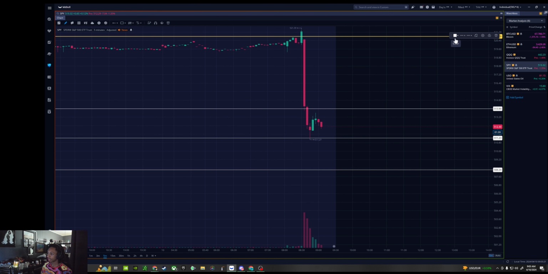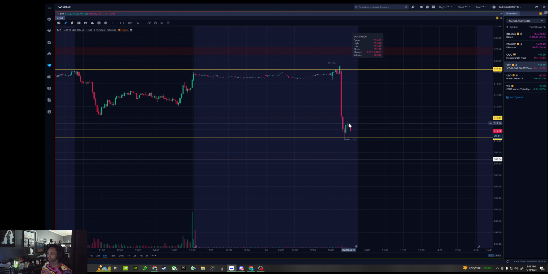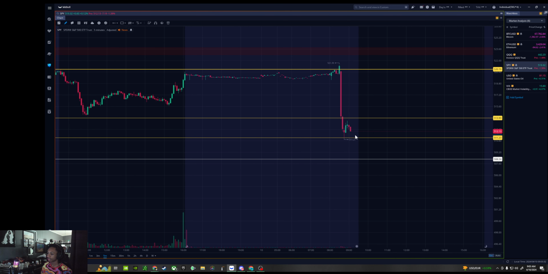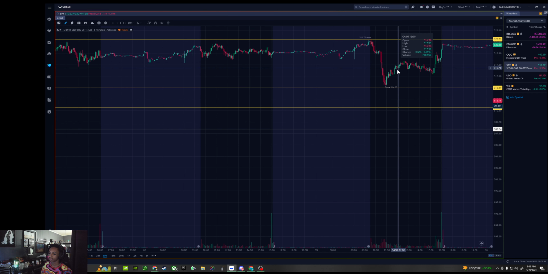So now I can mark this as a level that I'm looking to see the market interact with. I know 514 is a level the market's going to interact with, because it already did. We got the retest. We didn't touch it exactly, but 30-40 cents is close enough. And we got the bounce at 514 yesterday.